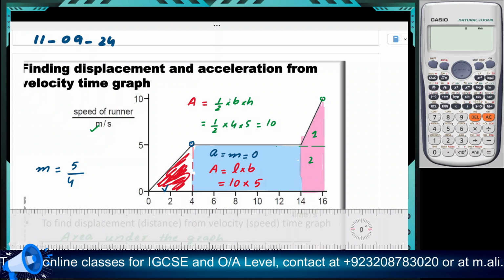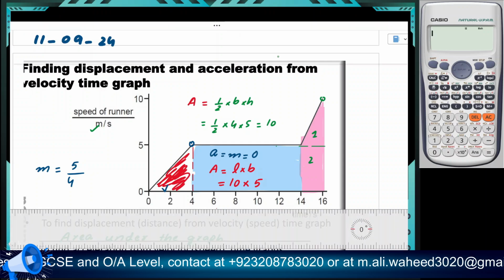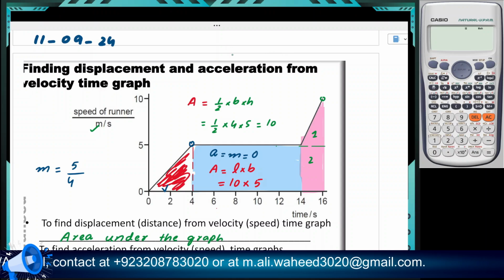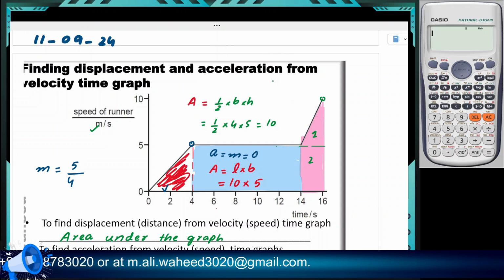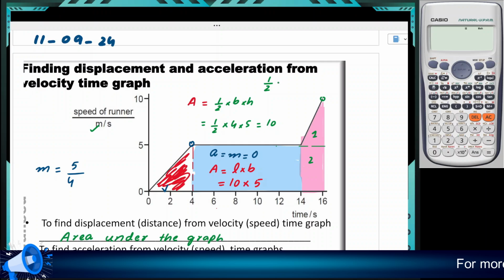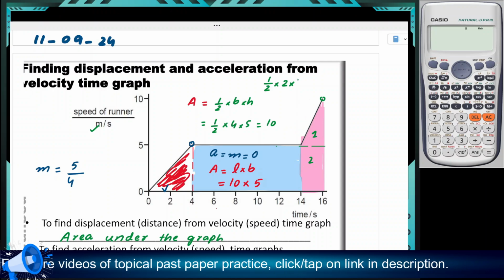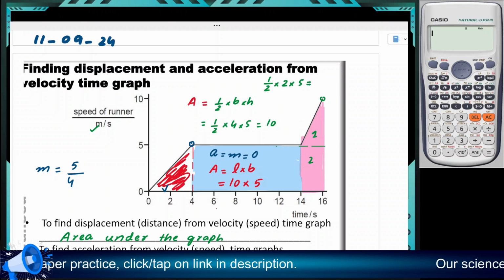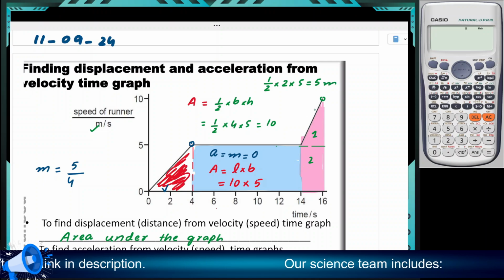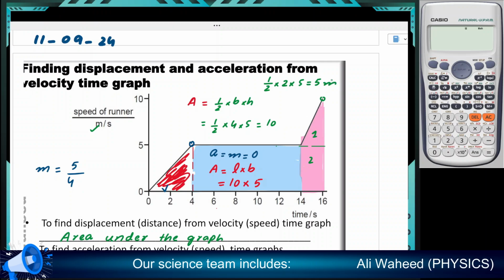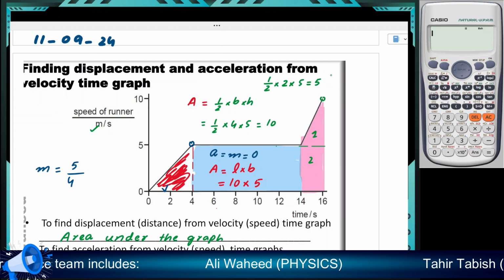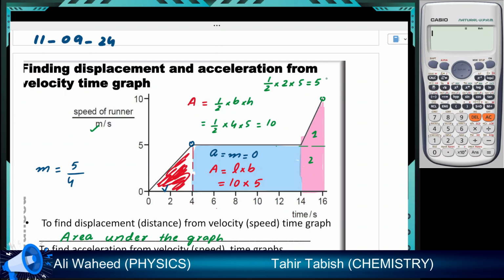So now we have a compound shape. The first part of the compound shape is a right angle triangle. What is the area of that shape? Let's find out. For the right angle triangle, we have the formula 1 over 2 base times height. So 1 over 2 as it is. The base of this triangle is from 14 to 16, which is 2. The height of this triangle is from 5 to 10, which would be 5. So the area of this shape is 5 meter square. So the distance would be 5.